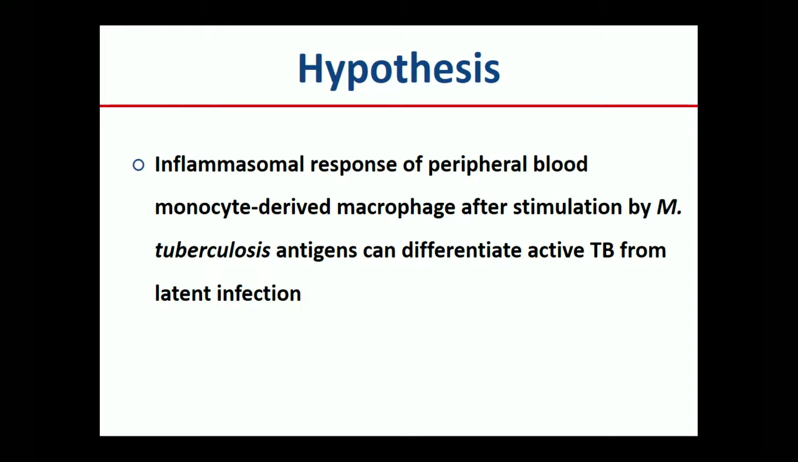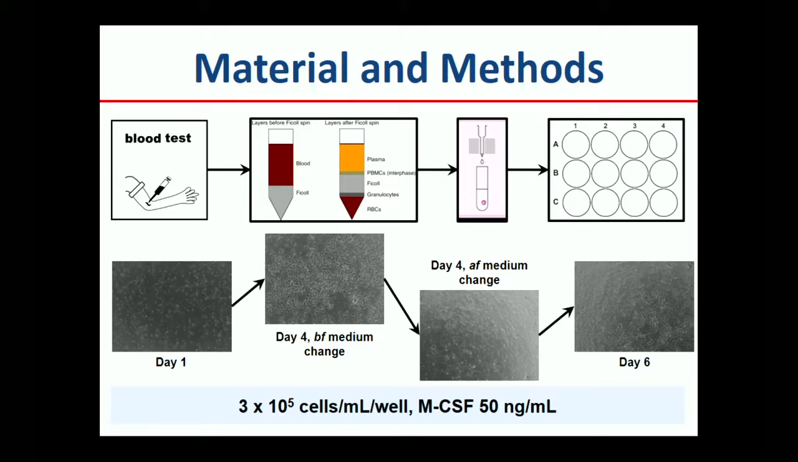We hypothesized that the inflammasomal response of peripheral blood monocyte-derived macrophages after TB antigen stimulation can differentiate active TB from latent infections. In this study, we first collected blood samples from patients with culture-confirmed pulmonary tuberculosis and close contacts who were QuantiFERON positive. After blood sampling, the peripheral blood mononuclear cells were immediately isolated by Ficoll. And after isolation, the human CD14 positive monocytes were isolated by the MACS system.